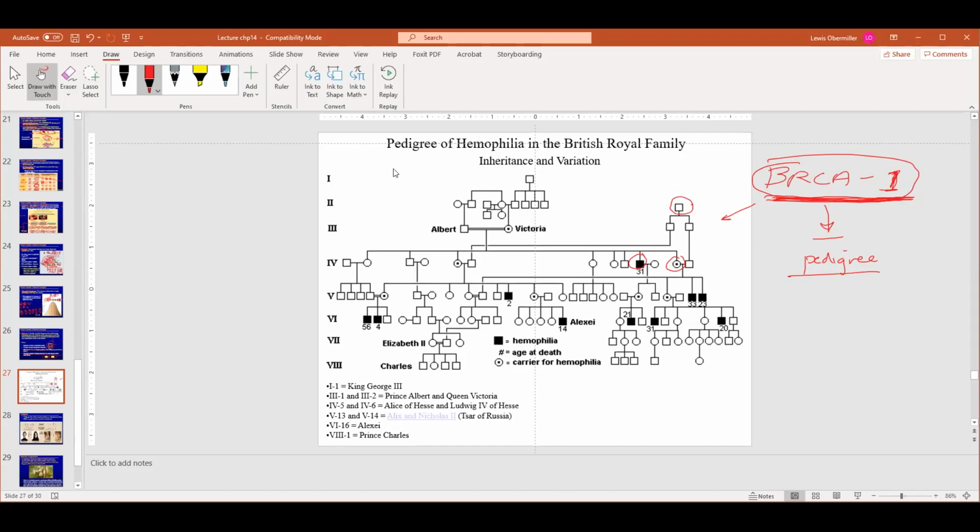So I'm not going to go over this pedigree. You've already seen this pedigree, the royal family. And we know that it's bad to do inbreeding.